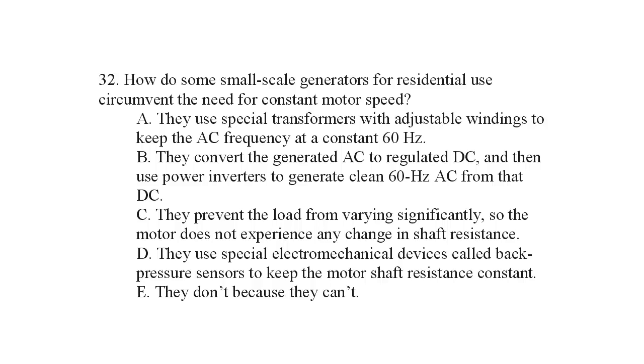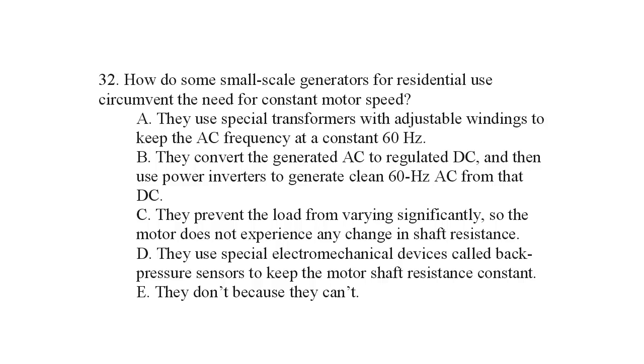Here is an explanation for the answer to final exam question number 32 in Alternative Energy Demystified, 2nd edition. If you have the printed book, you'll find this question on page 316. How do some small-scale generators for residential use circumvent the need for constant motor speed?